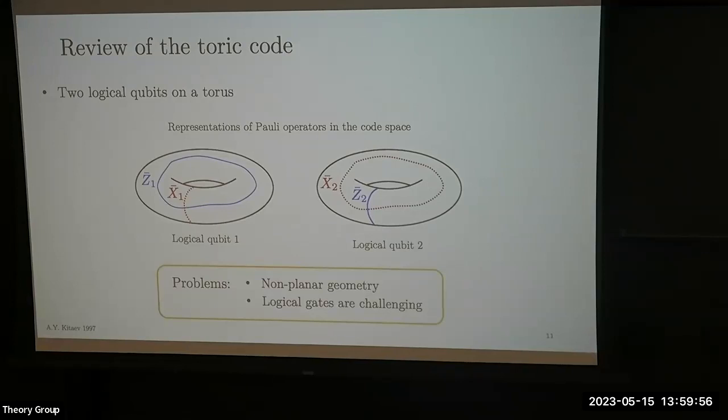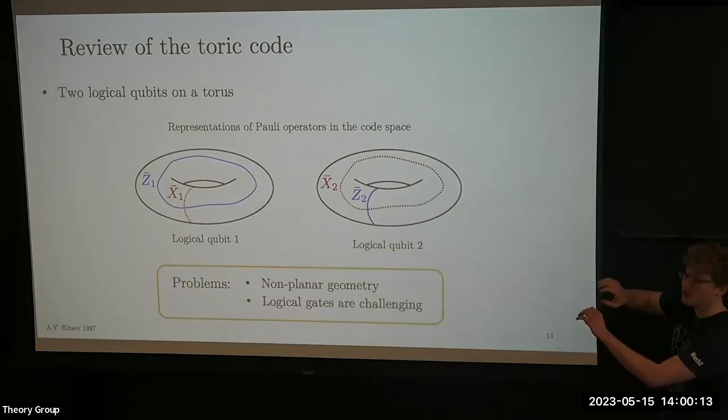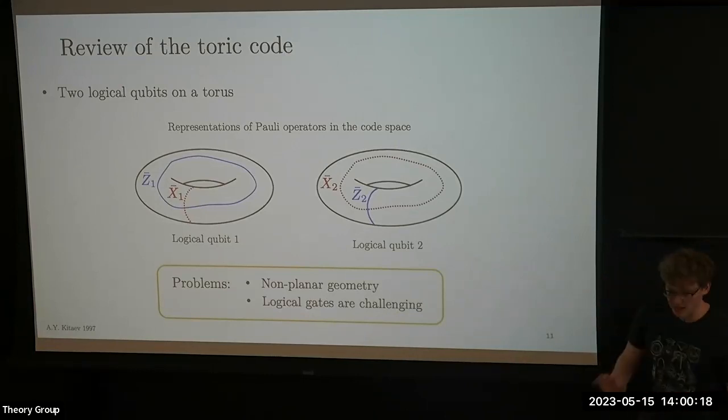Okay, the other thing I wanted to point out is that logical gates are challenging. The information is stored non-locally on this torus. In order to do logical gates, one way to operate on that quantum information in the code space is to do a rather complicated process of splitting open the torus, rotating it by 360 degrees, and gluing it back together. This is impractical and slow. So our resolution will be to create twist defects. These are irregularities in the code that allow for a planar geometry, and they give a means of doing logical operations.